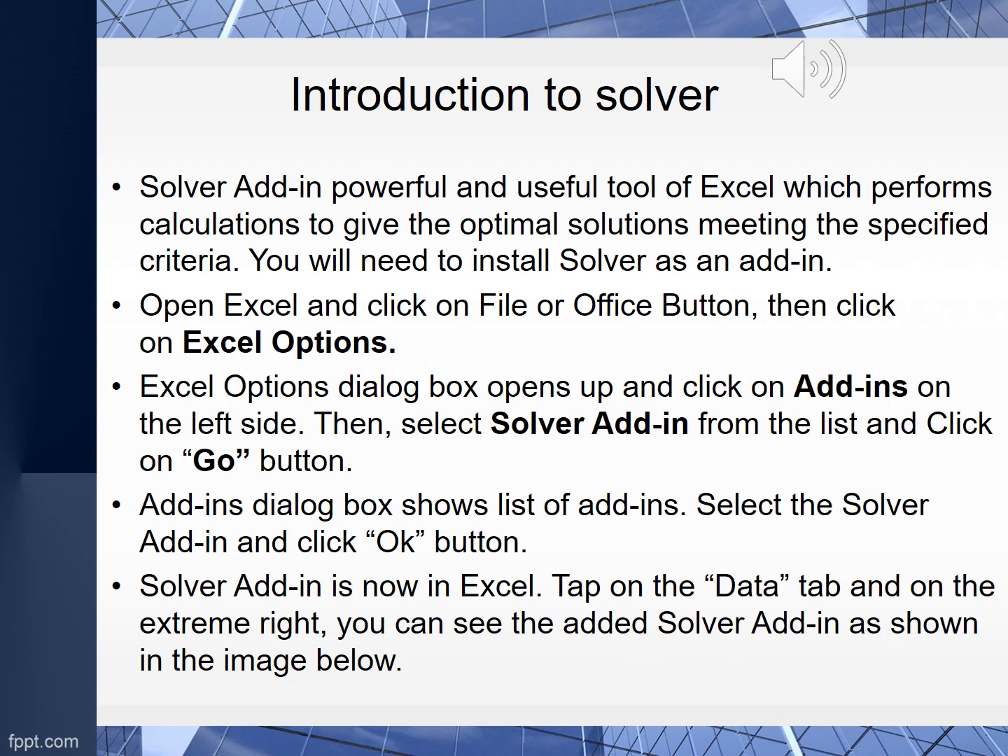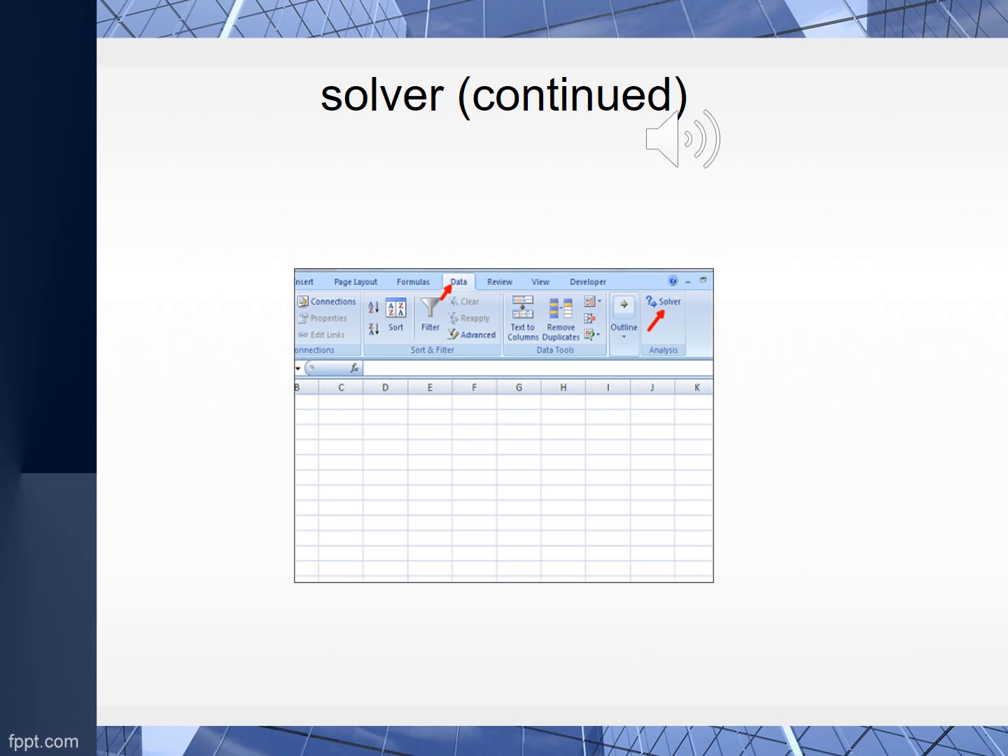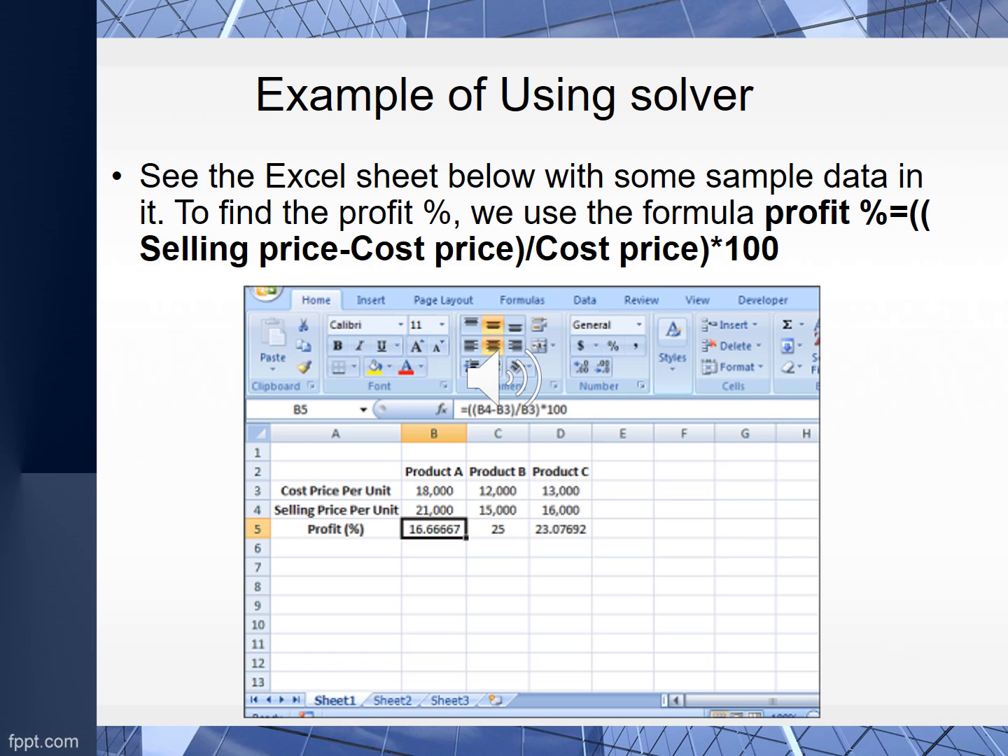Now the Solver add-in has been installed into Excel. Tap on the Data tab on the extreme right and you can see the added Solver add-in as shown in our image below or on the next page. Here is a graphic of the Solver add-in. You can see the Data tab and you can see Solver clearly on the right side. Now here's an example of using Solver. See the Excel sheet in this graphic with some sample data in it.